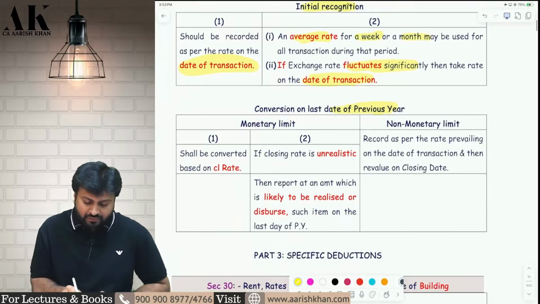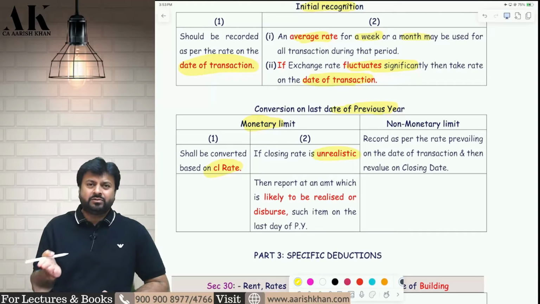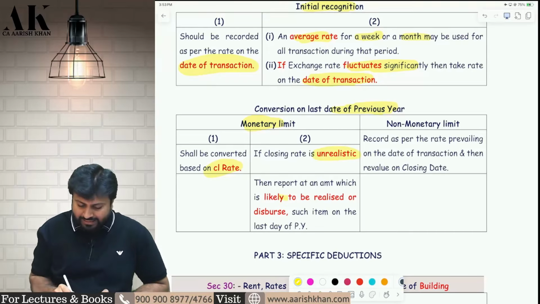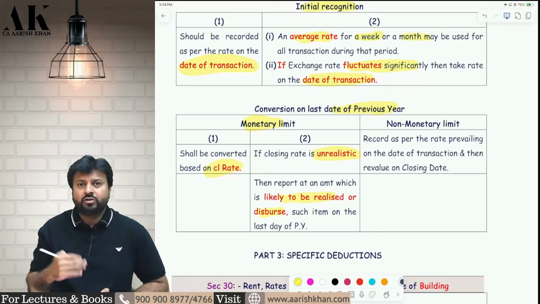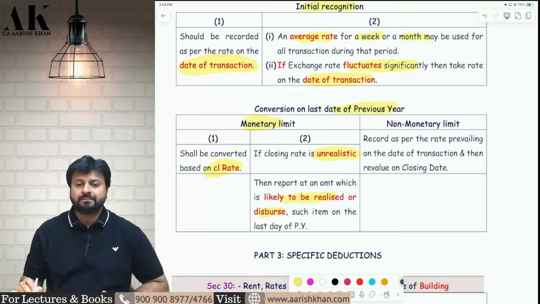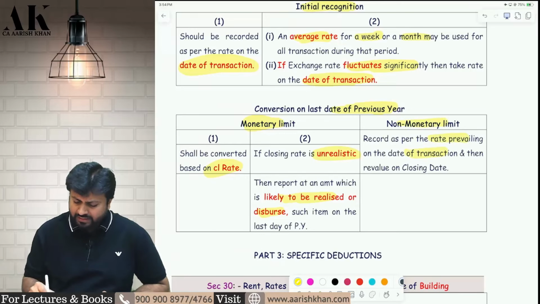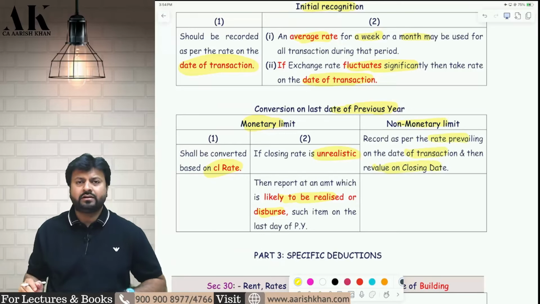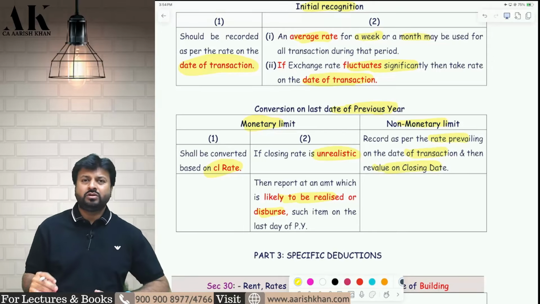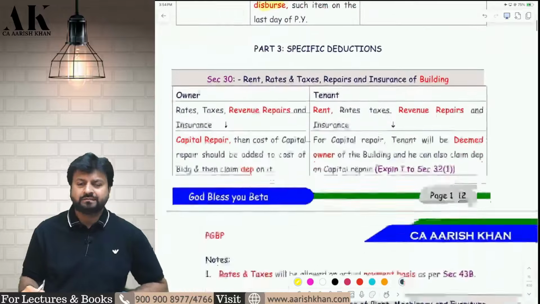On the 31st March for monetary items, you have to record as per the closing rate. If the closing rate is very unrealistic, suppose because of some reason the closing rate has increased too much or reduced too much, then you can take the amount likely to be realized or likely to be disbursed, the amount which you are likely to receive or likely to pay, and record as per that. For non-monetary items, record as per the date of transaction and then revalue on closing rate. So this is the same thing which you do in accounts, financial reporting, the same thing you have to do over here as per the ICDS.